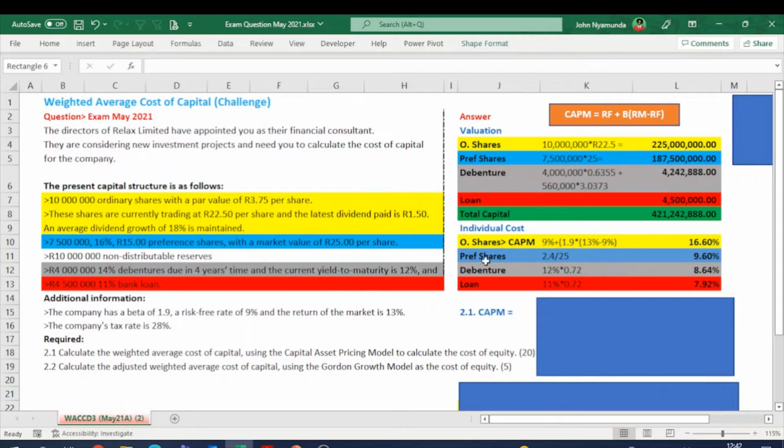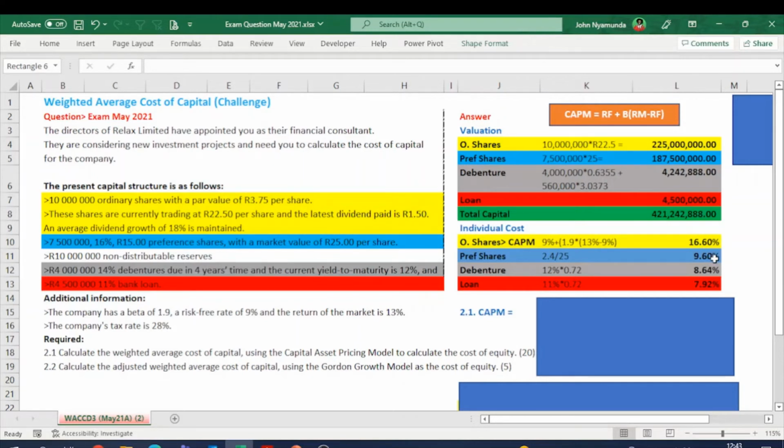Let's go to the cost of preference shares. Preference shares, you are told in line number 10, are 16%, 15 rand preference shares. So every year the dividend on preference shares is 16% of 15, which is 2.4, 2 rand 40. Therefore, the cost of dividend is equal to 2 rand 40 divided by 25, which is the market price. Remember, it's divided by market price, which gives you 9.6.